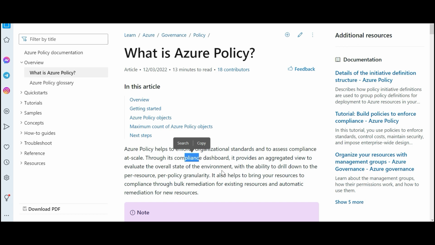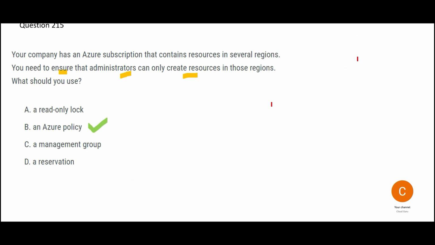So one dashboard will be there, you can just open that and see which ones are not complying, which ones are complying, and so on. So this would be my answer. Because you want to restrict something, so something should happen only in certain regions, not in other regions.